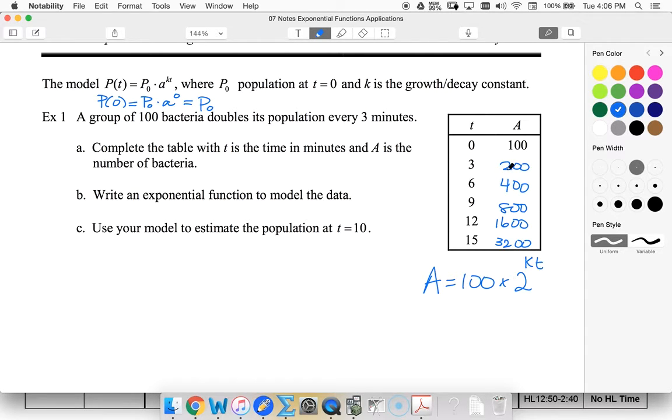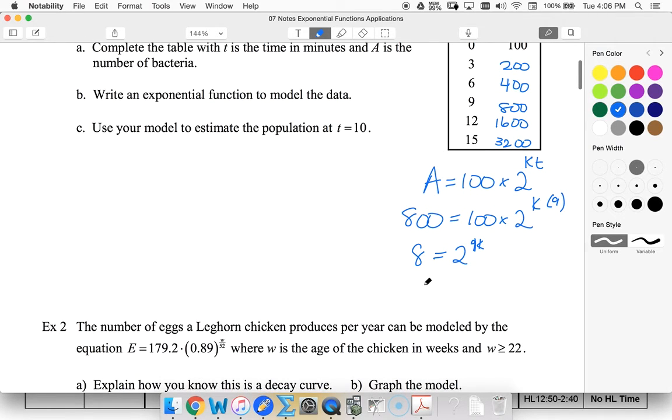So I could pick any point. Let's go with 9. So after 9 minutes, I have 800 of my bacteria. 800 equals 100 times 2 to the k, and then my time is 9. So divide by 100, and I get 8 equals 2 to the 9k. Well, I know that 8 is 2 to the third, so 9k equals 3, and k is 1/3.